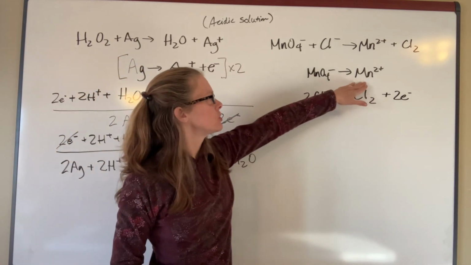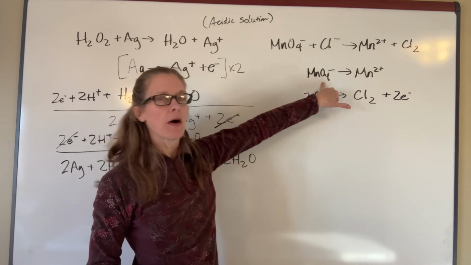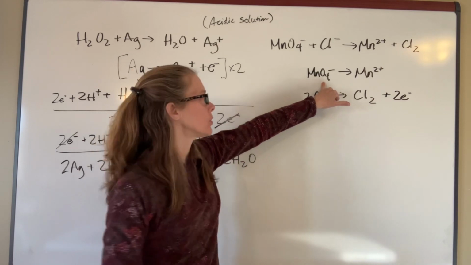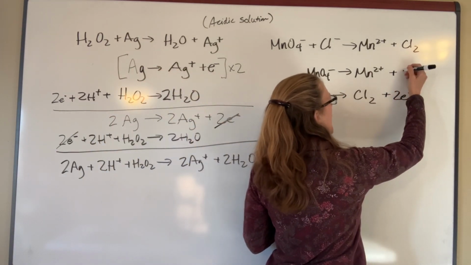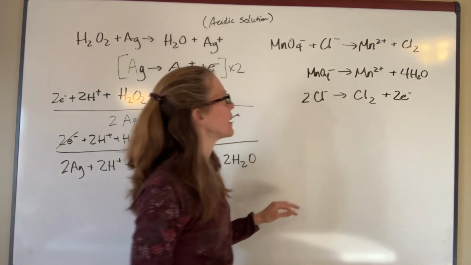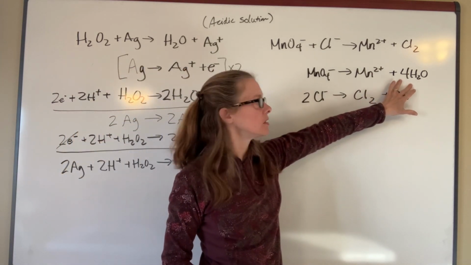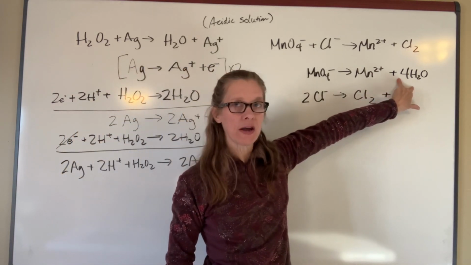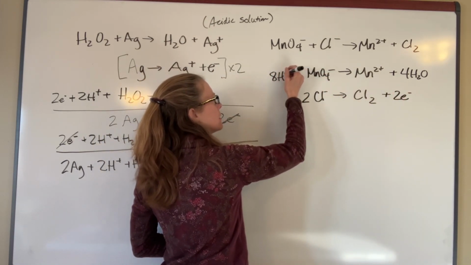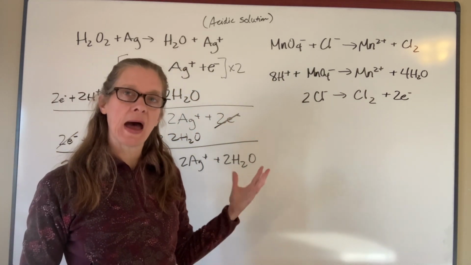MnO4 minus going to Mn2 plus. Well, I have the same number of manganese on each side, but on this side I've got 4 oxygens. So to balance the oxygen, I need to add water. So I'm going to have to add 4 waters over here to this side. Okay, so now my oxygens are balanced, but now I've brought in hydrogen, so I'm going to have to add 8 hydrogen ions to the other side. Okay, so I'm adding 8 H pluses. Okay, so now all of my atoms are balanced.